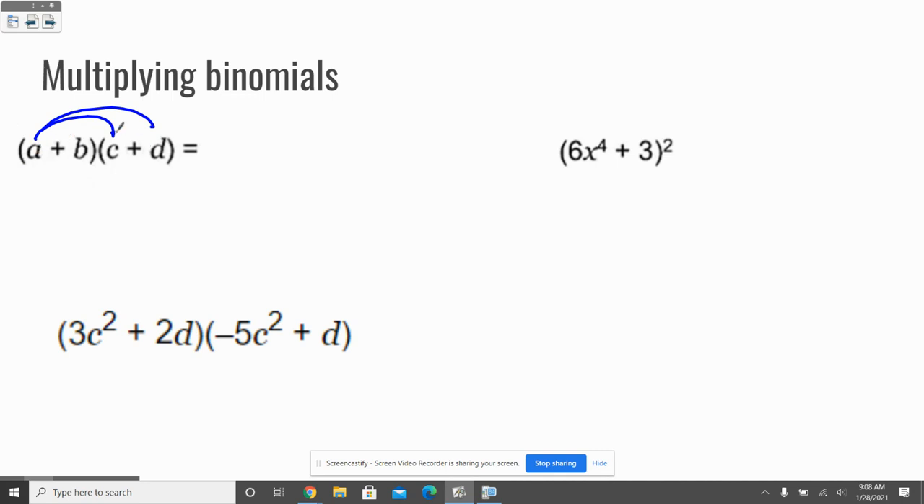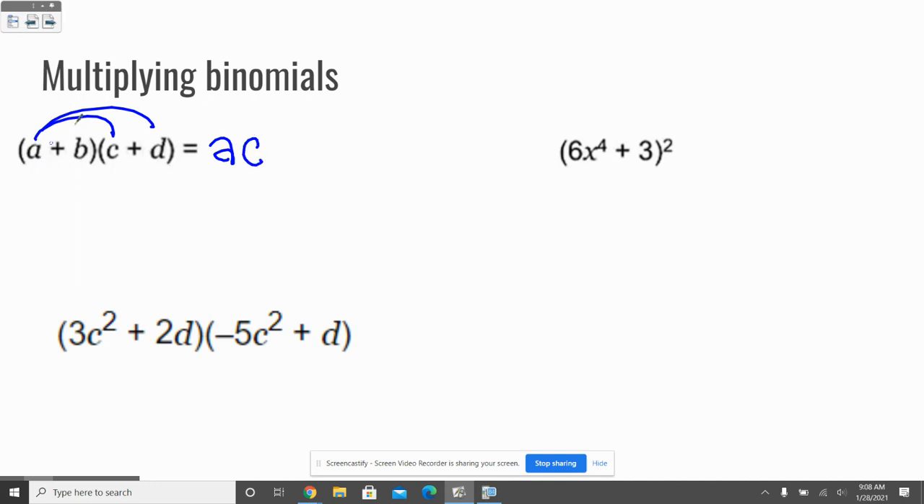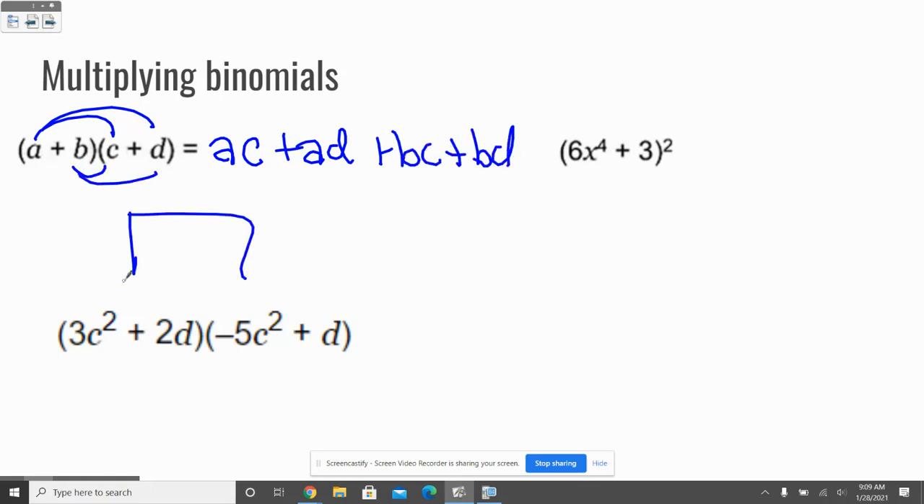This is called FOIL: first, outer, inner, last. So we will double distribute, and I'll get A times C plus A times D plus B times C plus B times D. Again, if you had a teacher who taught you this way, where you put the A and the B here and the C and the D here and multiply AC, AD, BC, and BD, and then look for like terms, you'll get the correct answer. There's no like terms on that one though. It is usually best to put them in alphabetical order, but it's not wrong if you don't.